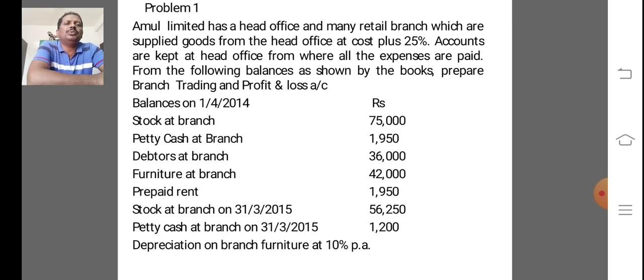Balances on 1/4/2014: stock at branch 75,000, petty cash at branch 1,950, debtors at branch 36,000, furniture at branch 42,000, prepaid rent 1,950. Stock at branch on 31/3/2015 56,250, petty cash at branch on 31/3/2015 1,200, and depreciation on branch furniture at 10%.